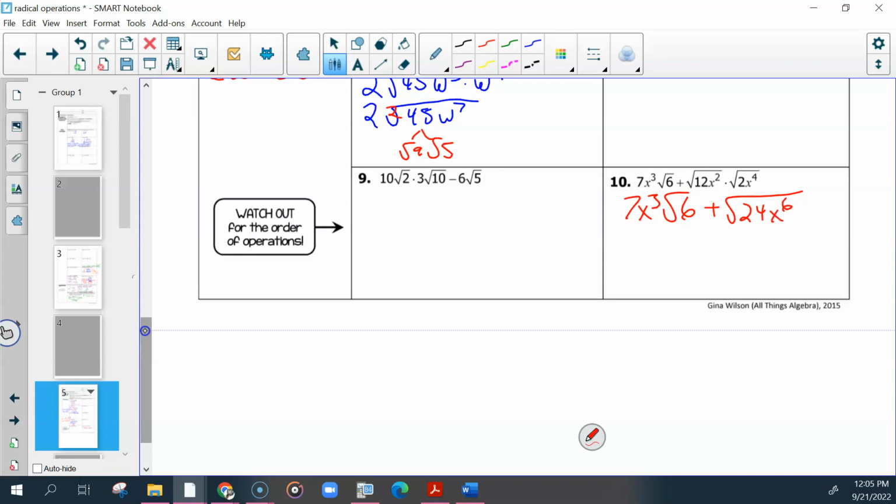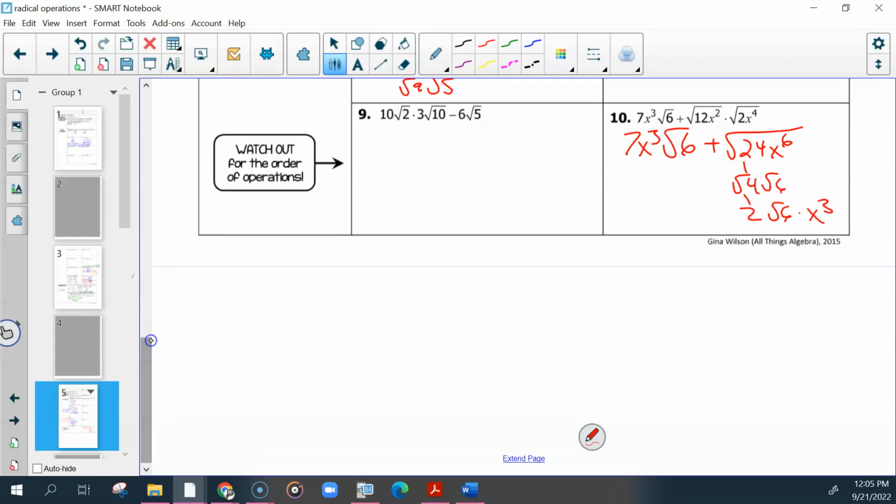Then from there, you would see, can we simplify that more? If we did perfect square method, 4 and 6 would work. 2 goes into 6 how many times? 3. With nothing left over. So we have 7x to the 3rd root 6 plus 2x to the 3rd root 6.